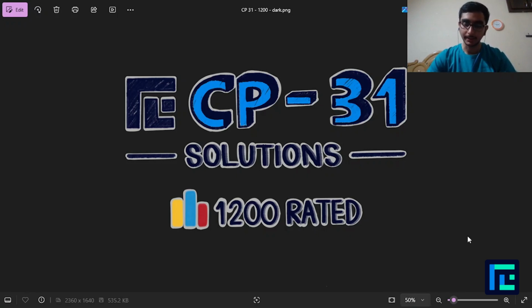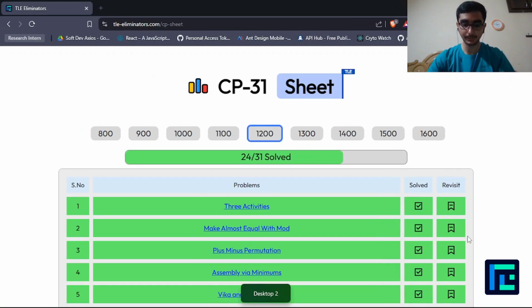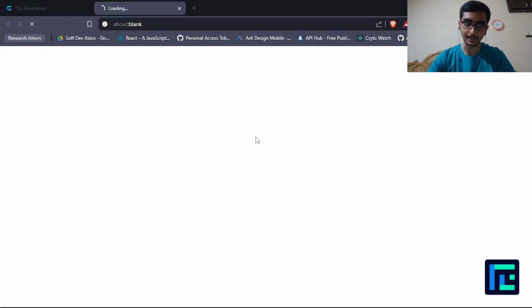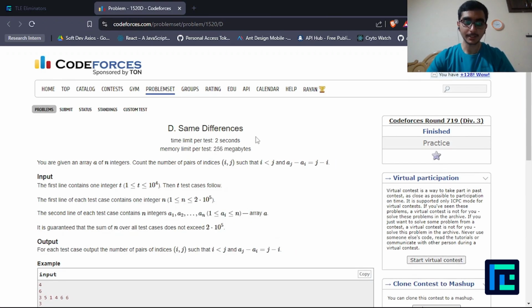I am Aniket Koul, and today we'll be discussing the 25th problem from the CP-31 sheet by TLE Eliminators under the 1200 problems. So now I'll be moving to the CP-31 sheet, and we can see that the 1200 parameter has been checked. I'll be scrolling down to find my 25th problem, and the problem name is Same Differences. Let's begin.